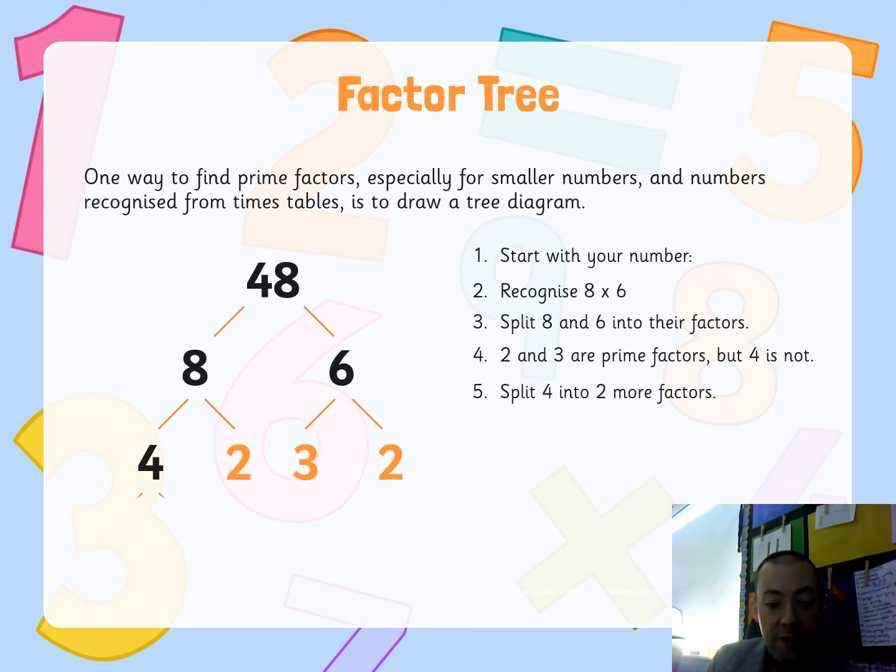And here, 4 can be split into 2 and 2. So it's perfectly fine for me to say that the prime factors of 48 are 2 times 2 times 2 times 2 times 3. I can write that in index notation, but I'm not going to ask you to. 2 times 2 times 2 times 2 times 3 equals 48 is what I'd want your answer to be.